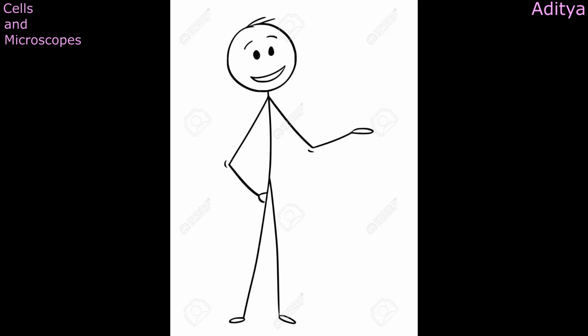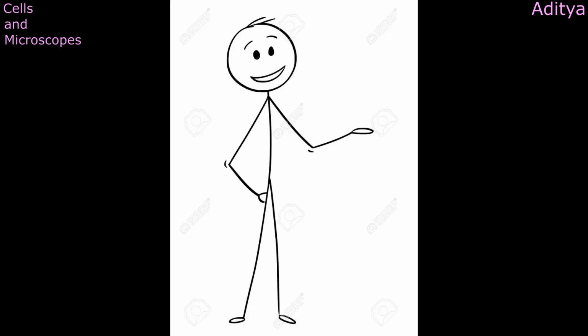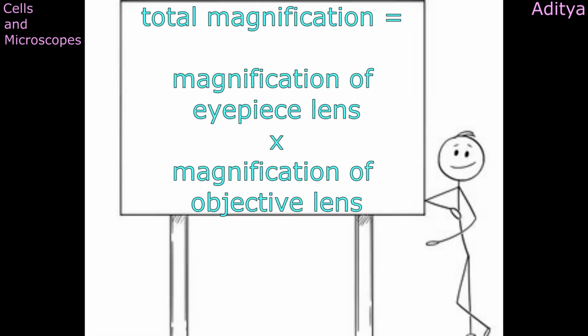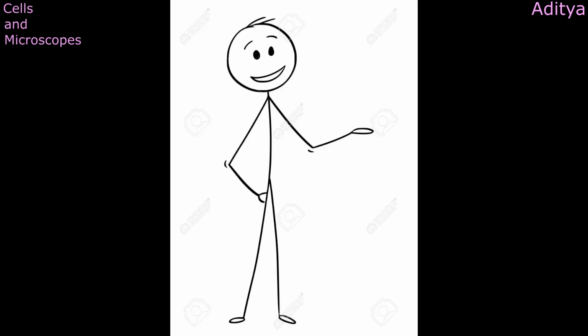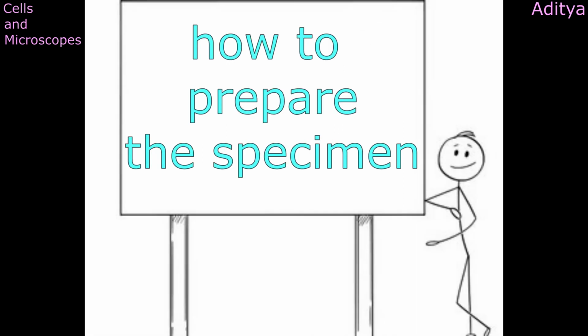Now, I know there is some maths involved. On this side of the slide will be written the magnification. To work out the total magnification, use the formula: magnification of eyepiece lens times magnification of objective lens equals total magnification. Now, we need to know how to prepare a specimen.